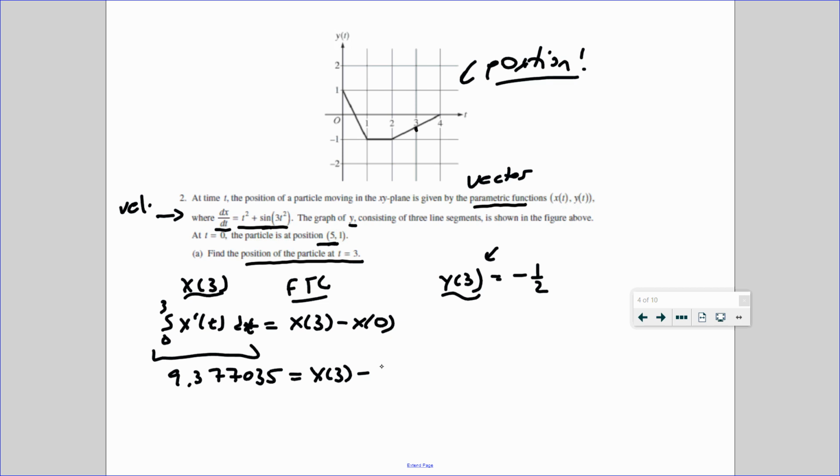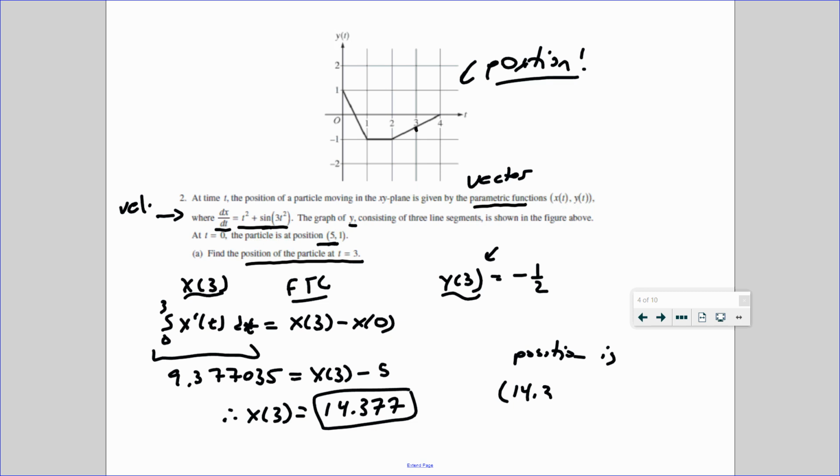The initial x position is 5. So therefore, I can get x of 3 as 14.377. You only need to be accurate to 3 decimal places. So the position is going to be (14.377, -1/2). And there is our answer for part A.